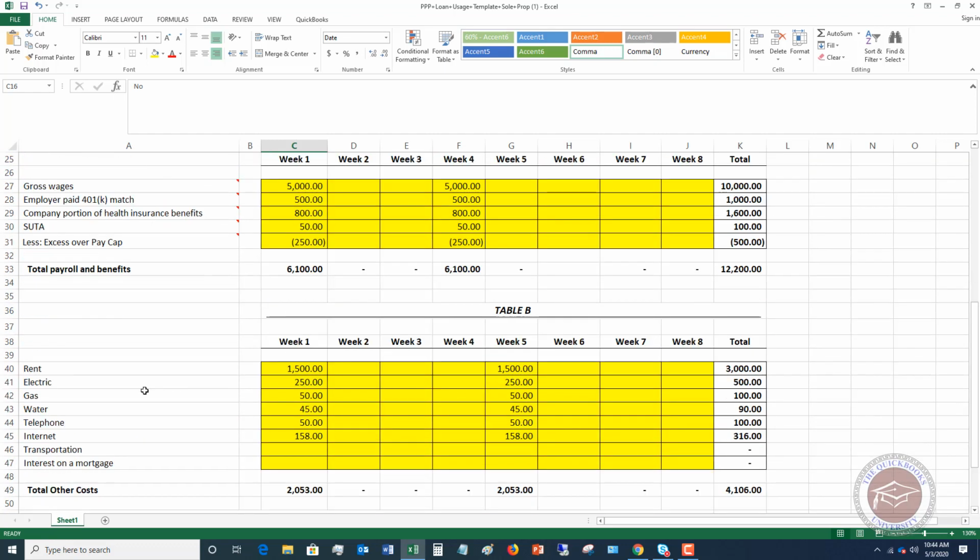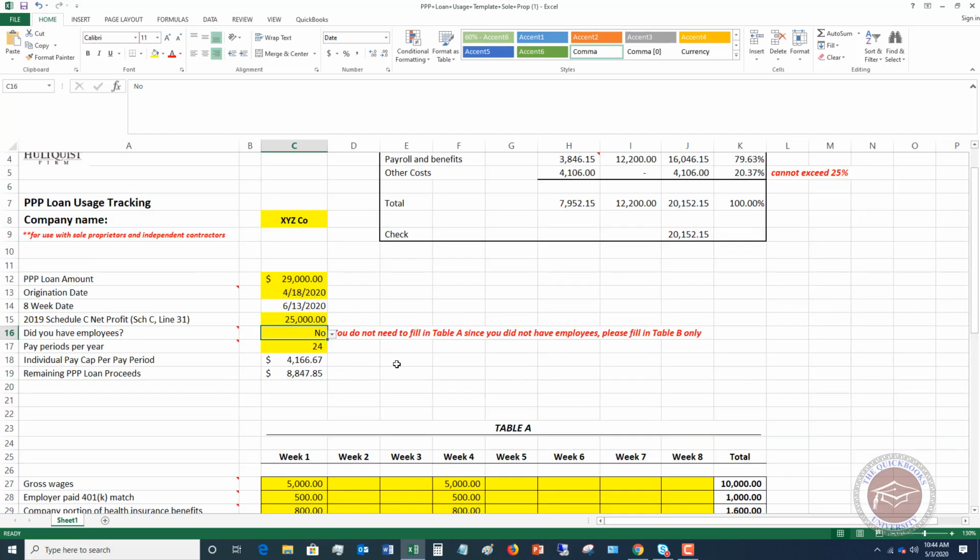All right, and then Table B has the other expenses. We've got rent, electric, gas, water, telephone, internet, transportation, which we believe at this point is fuel for work, like for a work vehicle. It does not include just your personal gas, that kind of thing. Now, we don't know that for sure, so for the time being, we're just leaving that blank. And then interest on a mortgage that you had, or a business loan that you had as of February 15th, 2020. Now, if you choose yes, you'll see it says you must fill in tables A and B since you had employees. That way you're going to fill in the wages for the employees, etc.